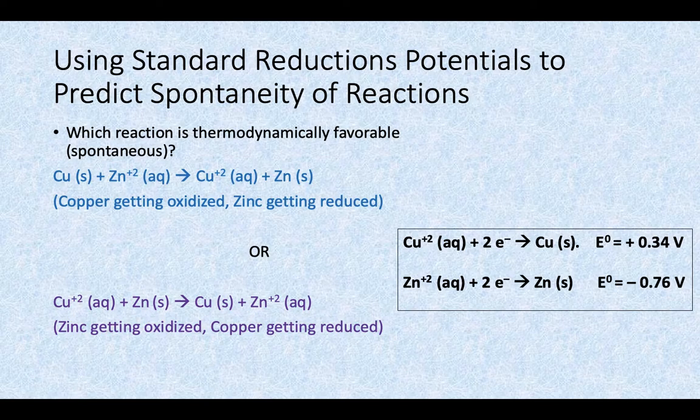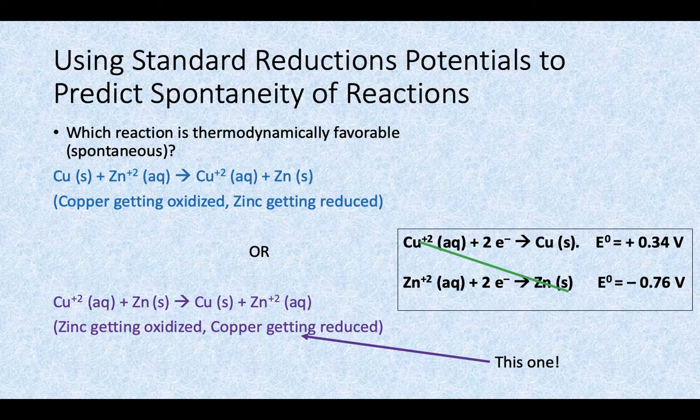So you would go to your chart of standard reduction potentials, find the two reduction reactions involving copper and zinc. Now that copper plus 2 reacting with zinc solid, if we were to connect those two things with a line, since the line's headed the right direction, northwest, southeast, that means that that combination of chemicals, aqueous copper, solid zinc, is the one that's going to produce the spontaneous reaction, the thermodynamically favorable reaction. So that means the one on the bottom is the one that happens spontaneously.